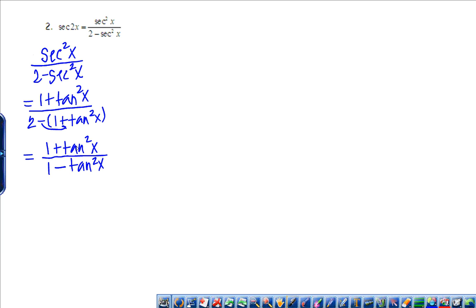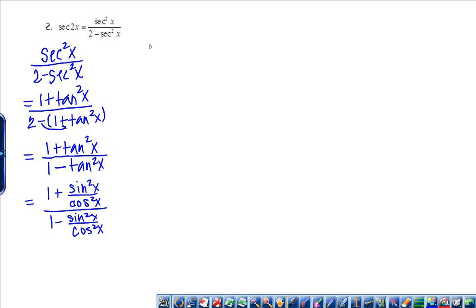So how about we change our tangents? So this is going to be 1 plus. I know tangent is equivalent to sine over cosine. So how about we do sine squared over cosine squared x over 1 minus sine squared x over cosine x. And so since we have a 1, how about we make that the magic 1? So that's going to be cosine over cosine on both of them.